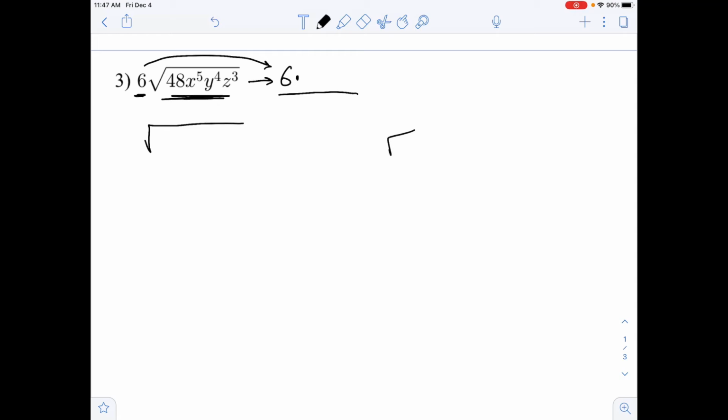So we can look at the square root of 48, and we would say that that is 16 times 3, because the square root of 16 is 4, and that's the largest perfect square that we can break this up into multiplication. So this is 4 square roots of 3. So that means the 4 comes out and the 3 stays. So 4 comes out and the 3 stays, and that's done.